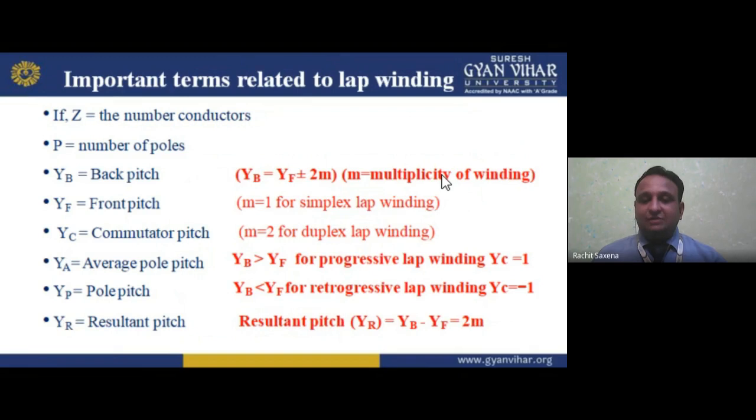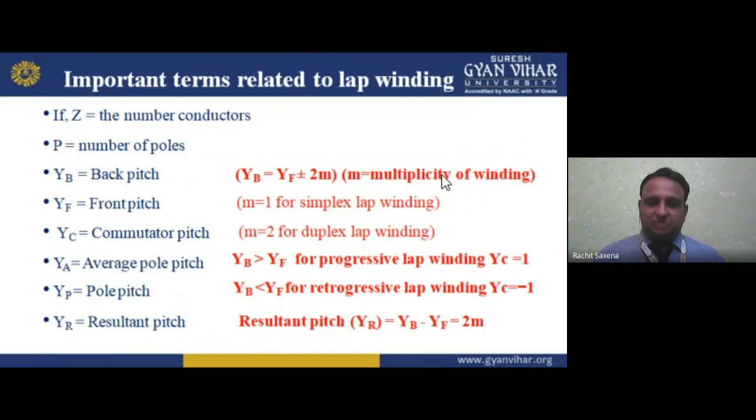Number of conductors in armature. How many conductors we have? P is always for the number of poles. YB is the back pitch. YF is always the front pitch. C is the commutator pitch, on which we are connecting the ends.